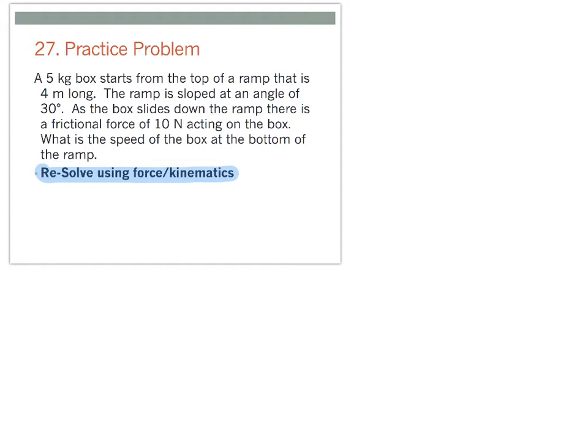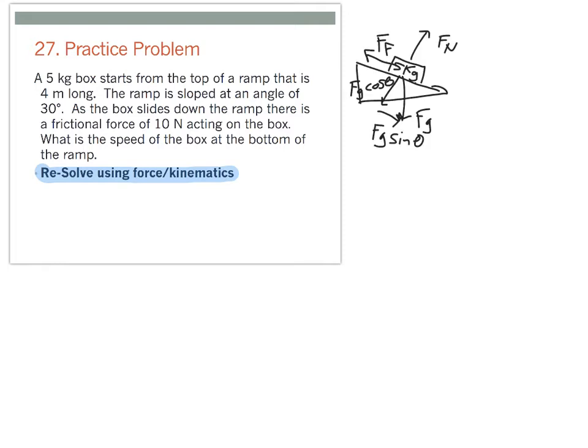You could solve it either way, but I do want to make a point here about the difference between the two methods. So with forces, of course, we want to set up our free body diagram. Thinking about that, we have our normal force going up at an angle like that. We have the force of gravity going straight down, and then we have the x and y components of that gravitational force, Fg cosine theta perpendicular to the plane, Fg sine theta parallel to the plane. And we have our force of friction going back up the ramp.